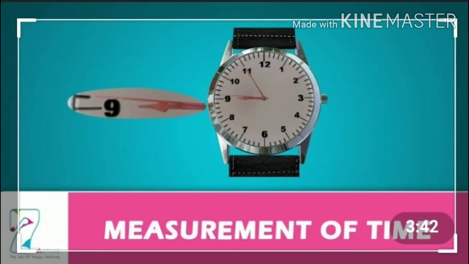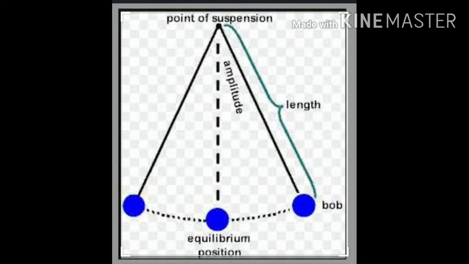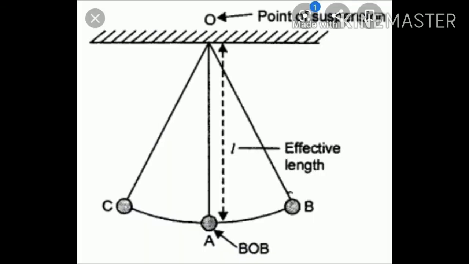The third part of measurement and experimentation is measurement of time and simple pendulum. Do you know what a simple pendulum is? Let us see. A simple pendulum is a heavy point mass known as a bob suspended from a rigid support by a massless and inextensible string.